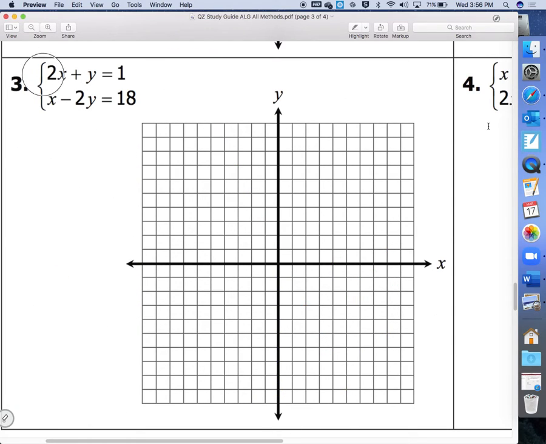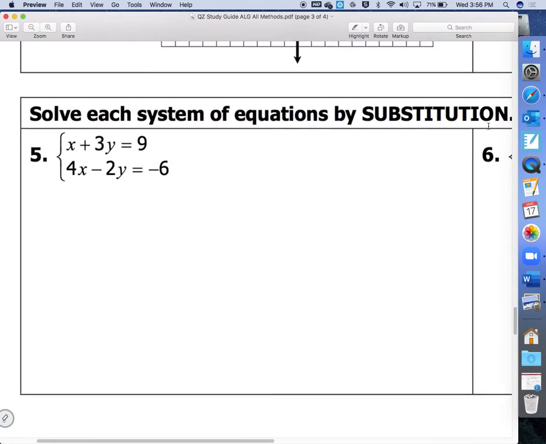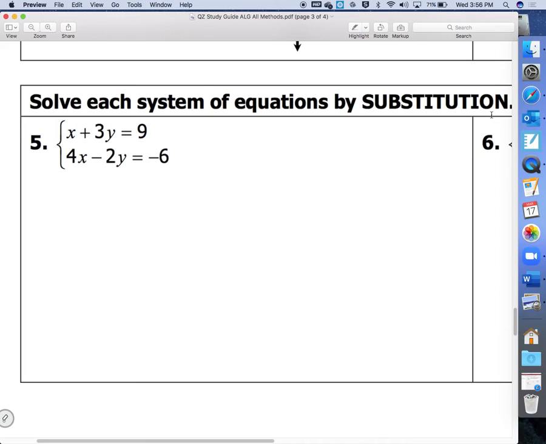Let me do one substitution problem on the video, and then we'll look at all the problems quickly, and I think you'll be fine with this. Looking at number 5, you're asked to solve by substitution. The x in the first equation is the easiest to isolate, so I'm going to subtract 3y from both sides. I'm going to copy the second equation and replace the x with the expression that I isolated in the top equation.